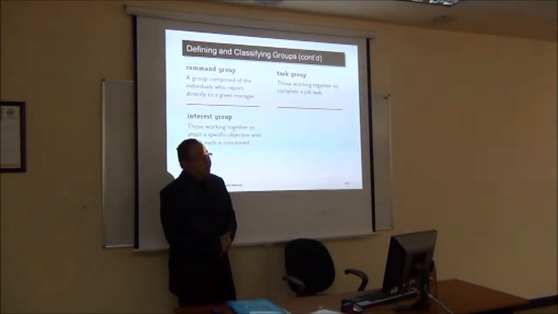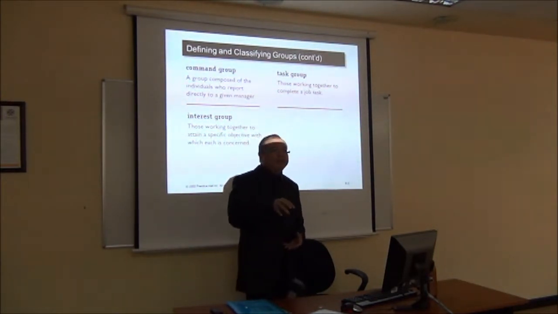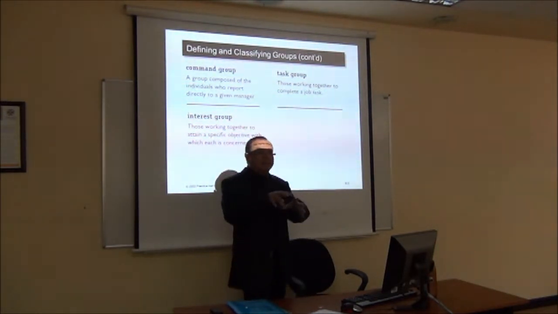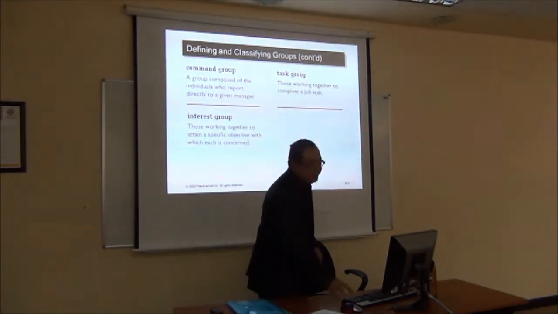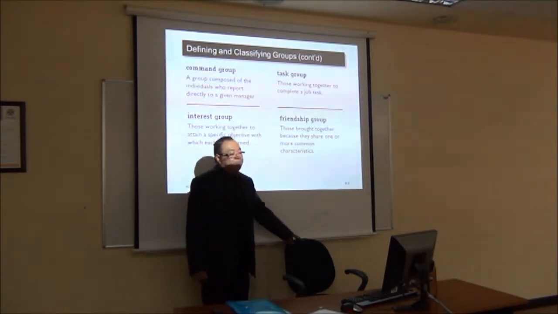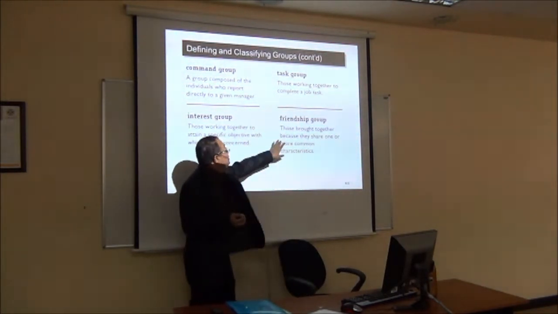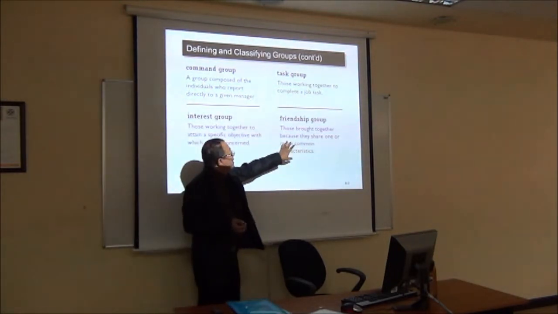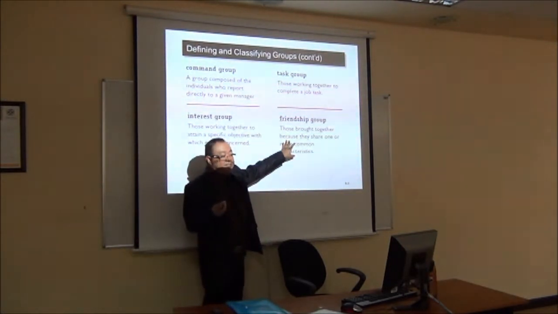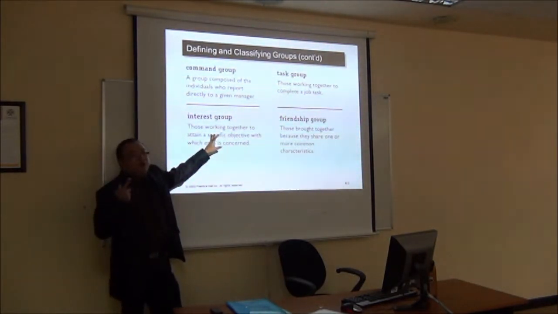Task groups are those working together to complete a job task. For example, there's a project within a company and then members are assigned to that task, so you consider that a task group. And lastly, a friendship group: people who join together because they're friends. The main difference between these two is that in a friendship group people get together because they're friends, whereas in an interest group people get together because they have a common interest.